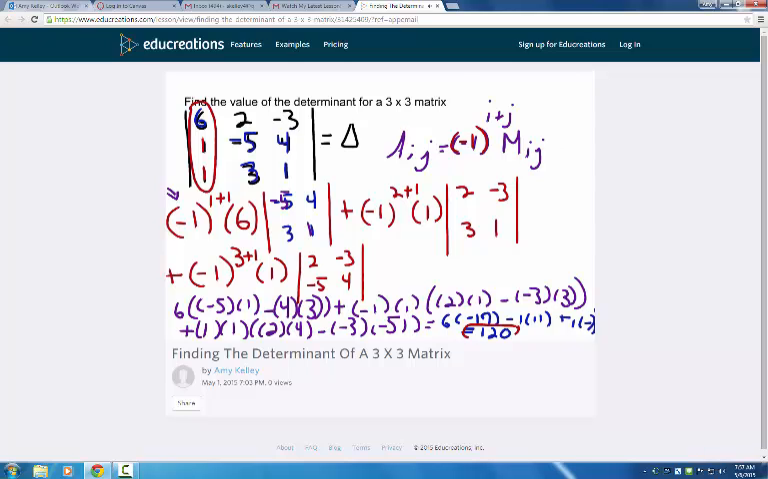The key to successfully finding the determinant of a 3 by 3 matrix or larger is to keep careful notation and work through the problem one step at a time. This concludes our example. I hope you found it helpful, and we'll see you next time.